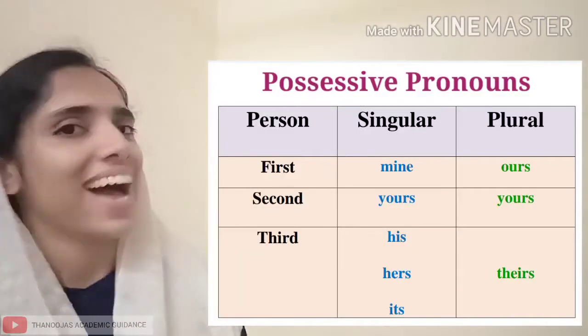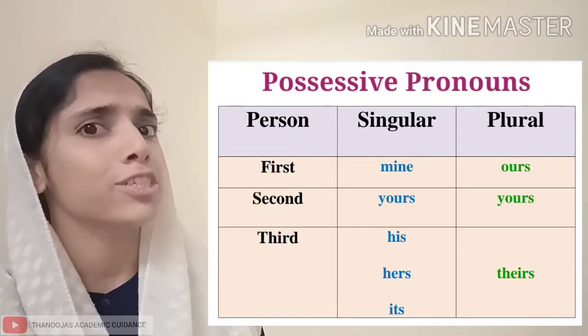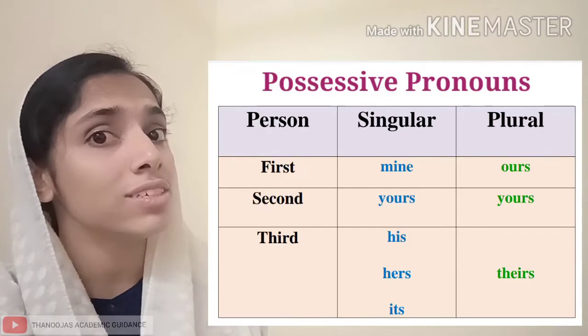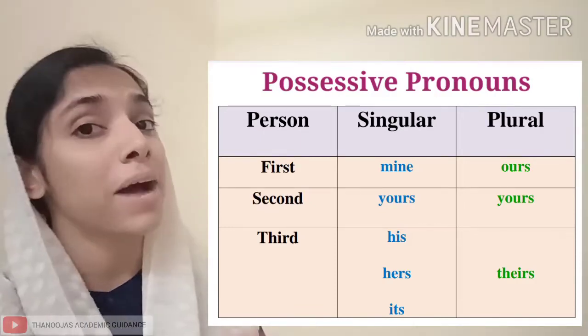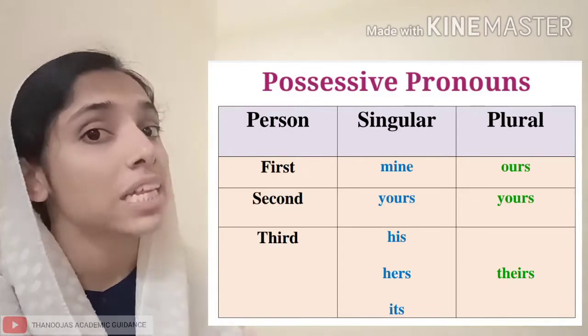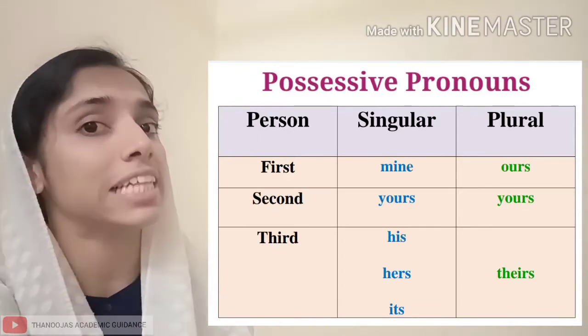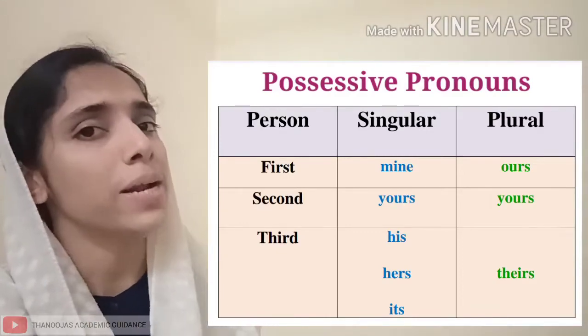Okay? Now let's learn the possessive pronouns in English. These are the possessive pronouns in English. I think the items given in the table are familiar to you because we have already seen when we learned about the personal pronouns, the grammatical persons, first person, second person and third person, the number, singular and plural. Okay, now you all look at the possessive pronouns given in the table. The first one, mine.